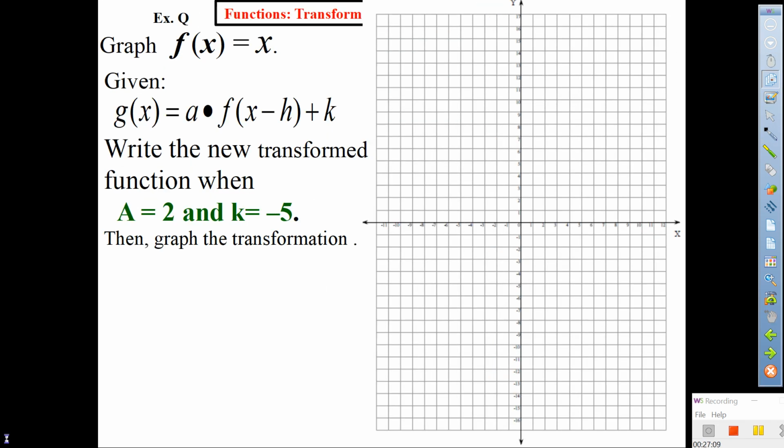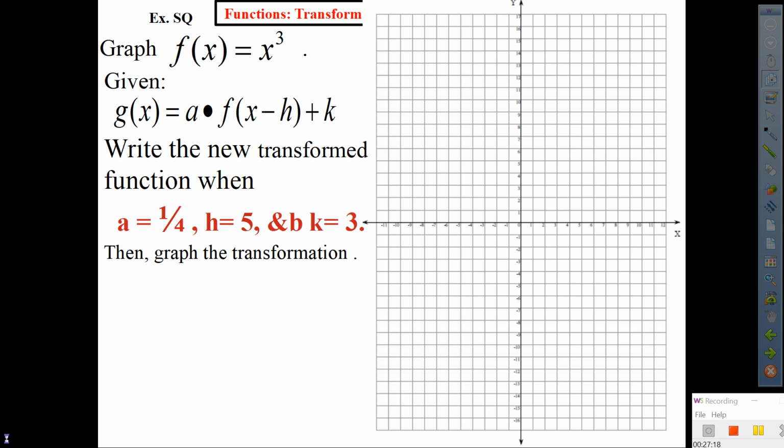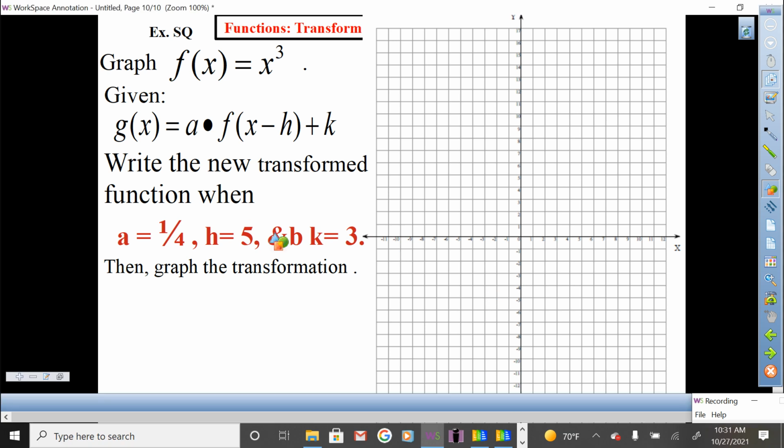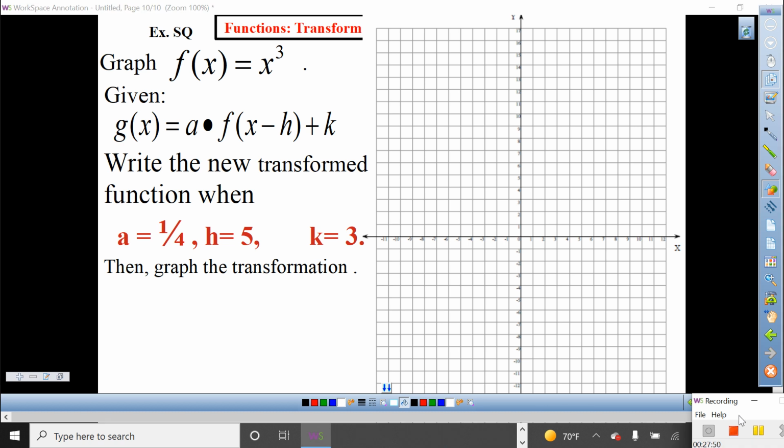Make sure you copy the instructions because this is how the homework is going to be. And it reads, graph f of x equals, oh no, not this one, this is too easy. This one. Example, super cube graph, f of x equals x cubed, given g of x equals a times f of x minus h plus k, and then write the new transformed function when a is 1/4, h is 5, and k is 3. Then graph the transformation. I'll give you some time to copy that.